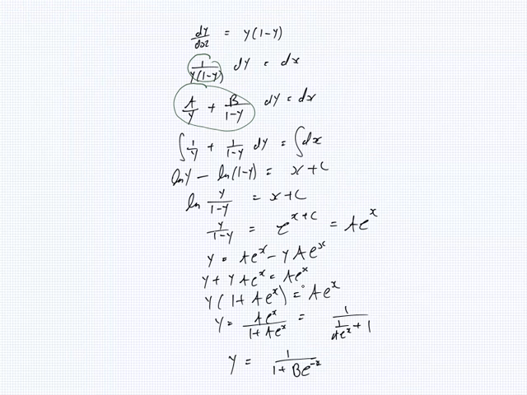And that's the answer. Well, actually, I can know what the B is. What did I tell you? When x equals 0, y equals 1 over 2. So that means B will equal 1. And that's the answer.